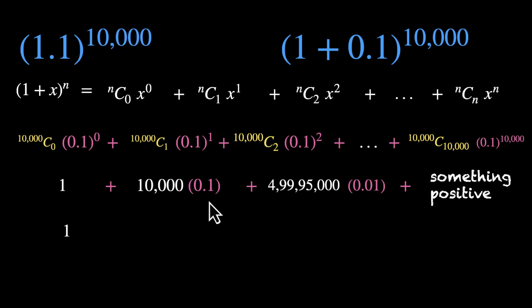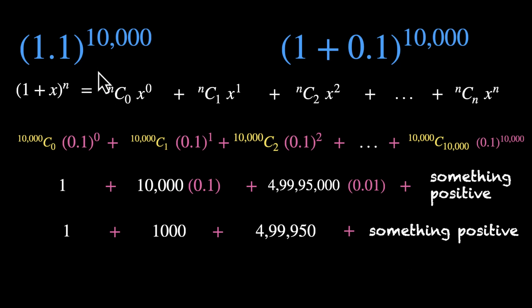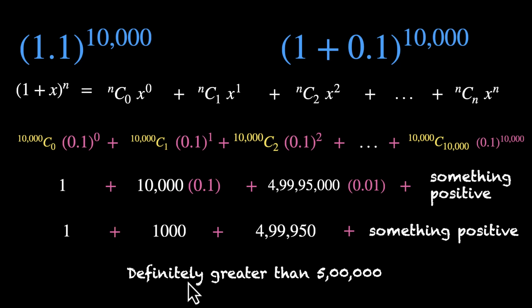Okay, let's see what these three terms are. This is 1. This is just 1,000. What is this? This is 49,950. So 4.99 lakhs approximately, plus something positive. We're comparing this number with 5 lakhs and we're almost there with just this term. This is 4.99 lakhs or 499,950. In fact, this is just 50 less than 5 lakhs. So if you look at these terms, all of them are adding up, you'll get something definitely greater than 5 lakhs. So even in this case, 1.1 to the power 10,000 is way bigger than the number that we had, 5 lakhs.